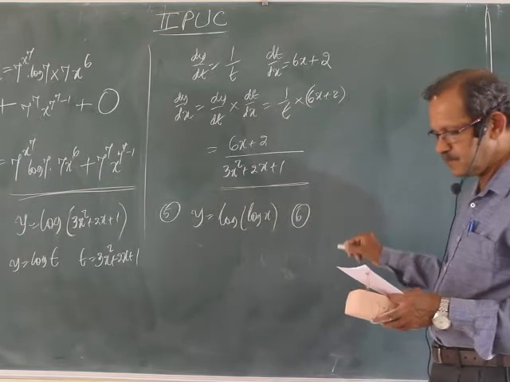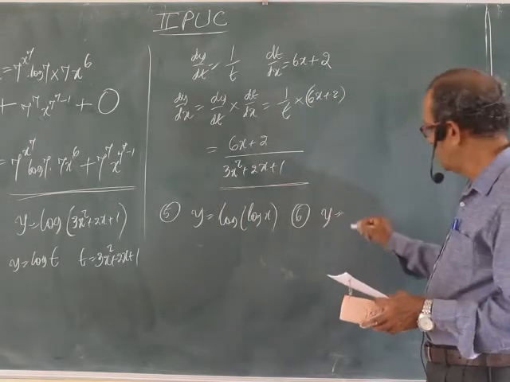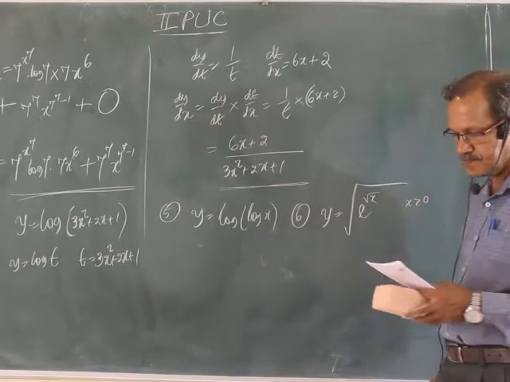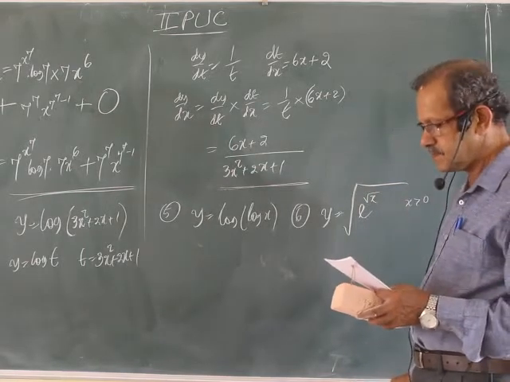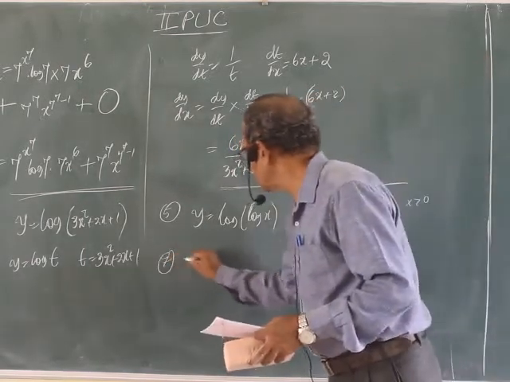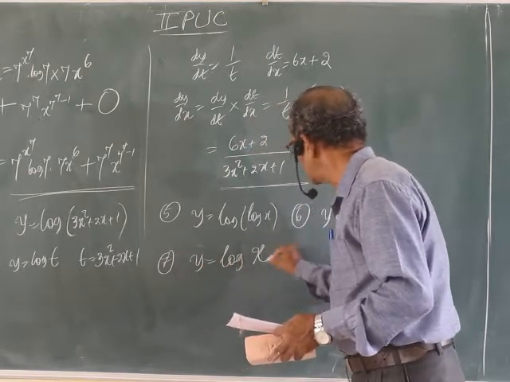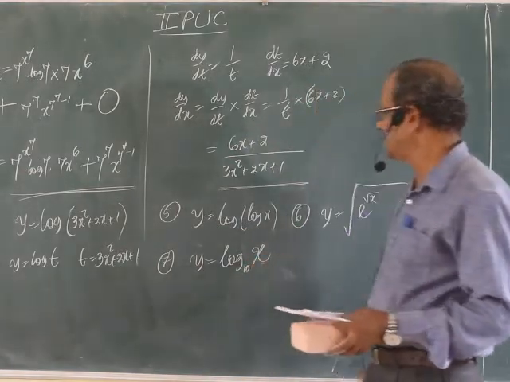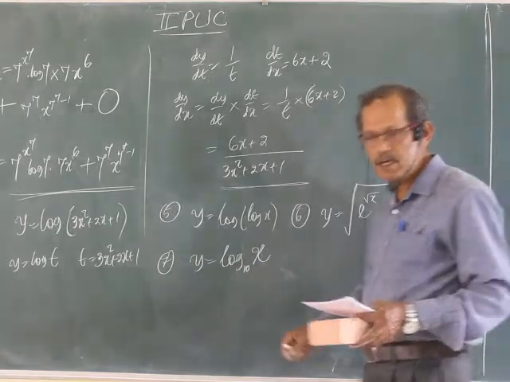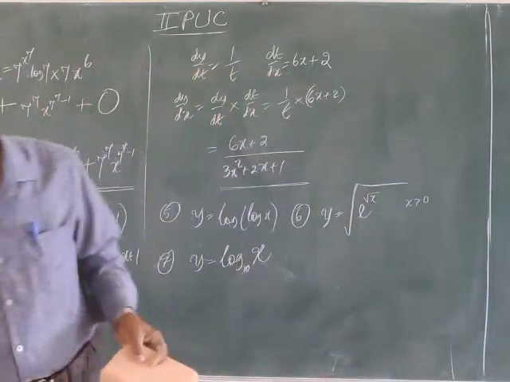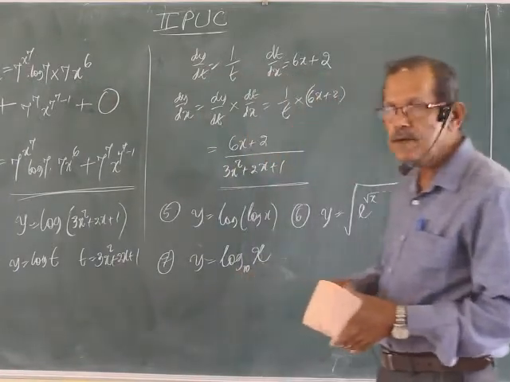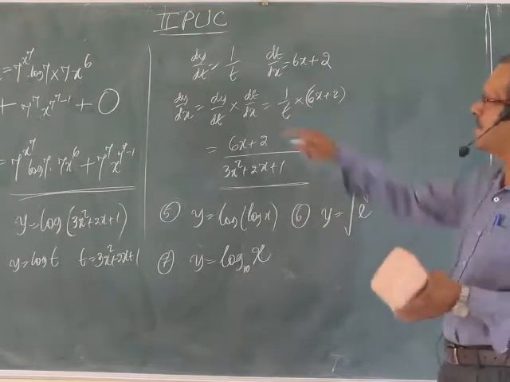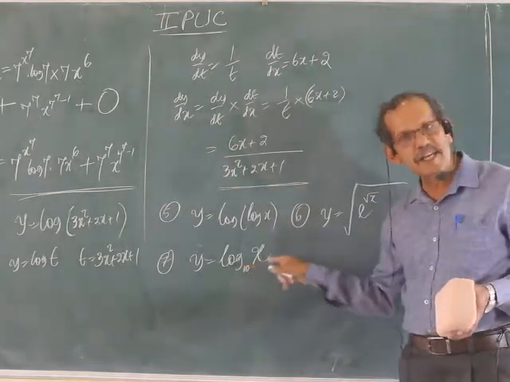Let me write first. Y equal to square root of e to the power root x, x greater than 0. Seventh one, y equal to log x base 10. A little interesting problem, see. So far you have seen derivative of the function log x without mentioning the base. That implies the base is always e. Derivative is 1 by x. If the base is 10, what about the derivative of this?